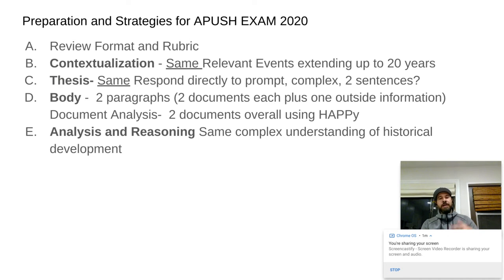Make sure you probably have 2 documents in each paragraph, and each paragraph would also include 1 piece of outside information. The document analysis using the HAPP analysis: instead of 1 point in the past, now it can be worth 2 points. So you'll have 2 documents in which you look at the historical context or the audience or the point of view and connect that to your thesis statement. And so you'll have 2 points available instead of the 1 point from the last rubric. The analysis and reasoning, showing a more complex, deeper understanding of the historical development of the prompt, is 1 point, the same as it was in the last rubric.